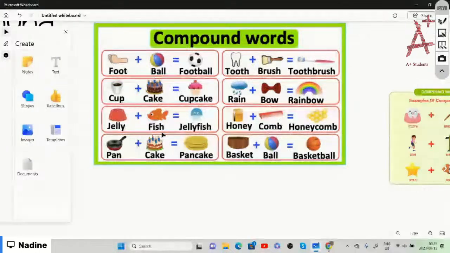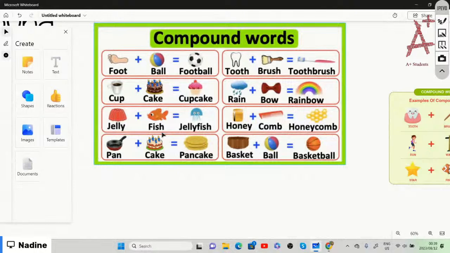Rain, rain that comes from the sky, right? Plus a bow, right? A bow, either something that ladies have on their heads, or almost like a little bow tie. And that equals a rainbow, right? A rainbow has got beautiful, different colors, and we usually see it after a storm or after it has rained.